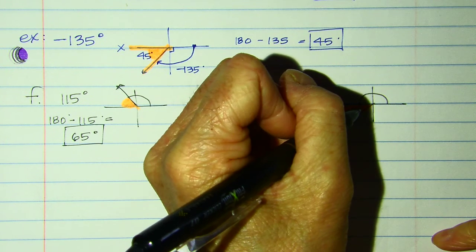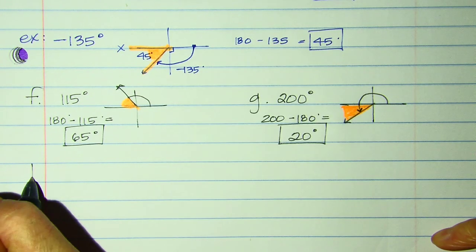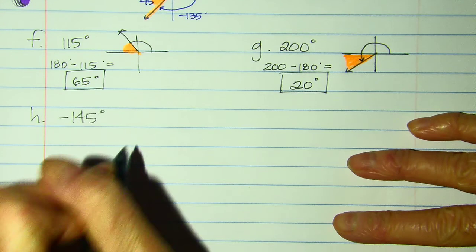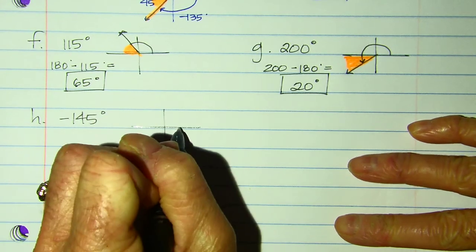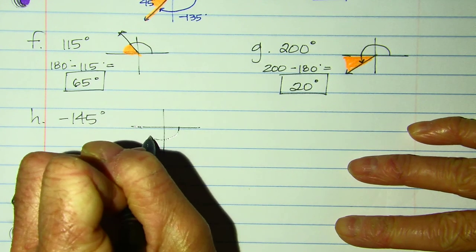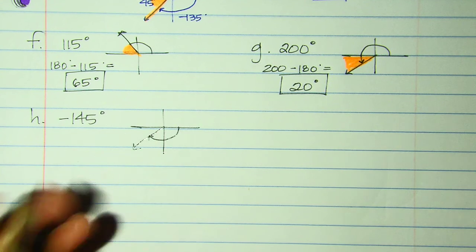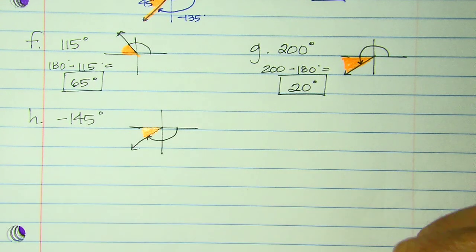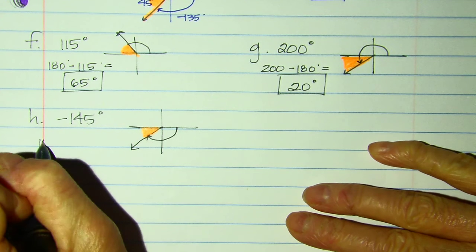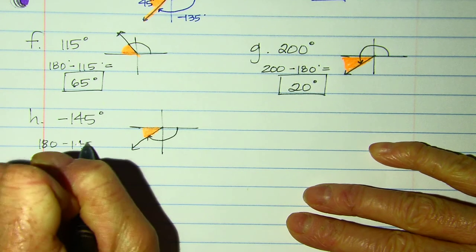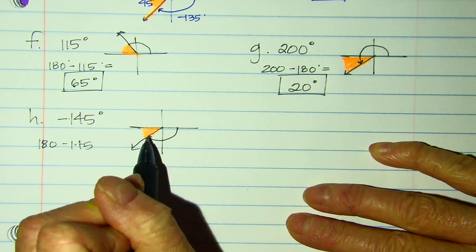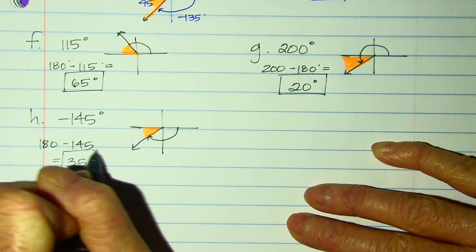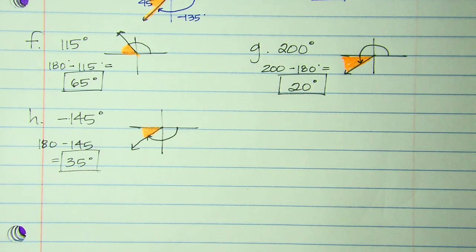All right, next, part H, negative 145 degrees. So I just like to draw pictures. Here is negative, so it puts me here. And again, we're looking for this angle formed between our terminal side and the x-axis. So 180 minus 145, doesn't matter that it was negative, it just tells you where it's at, gives me 35 degrees. That's the difference between my terminal side and the x-axis.